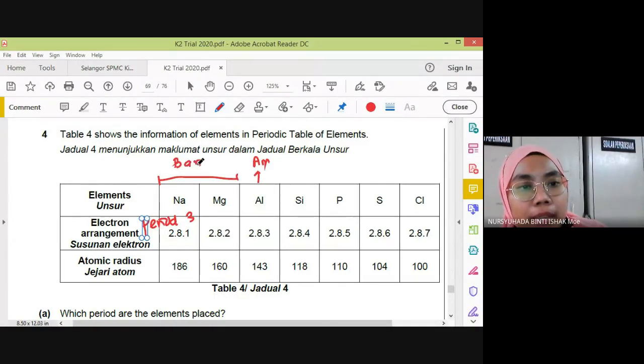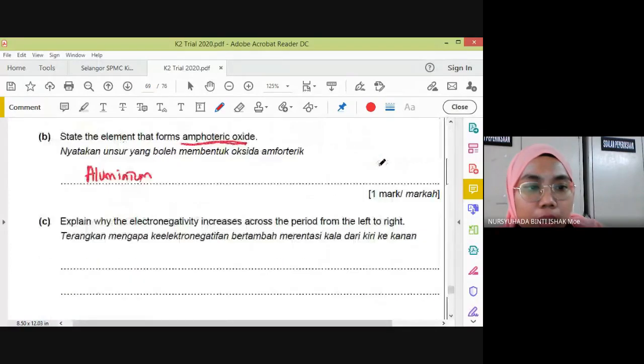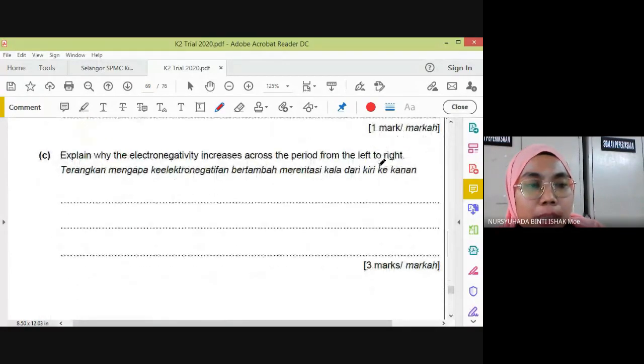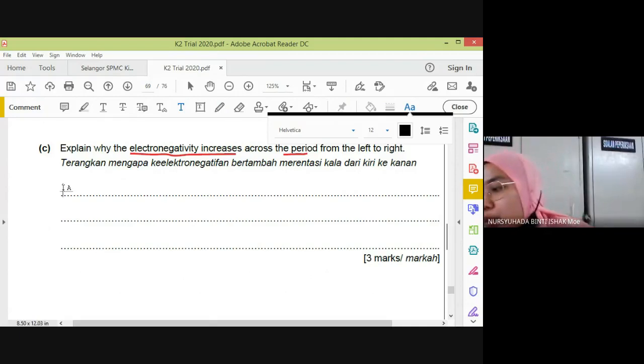Base oxide, while silicon and chlorine is acidic oxide. Okay, explain why the electronegativity increases across the period. Kenapa semakin ke kanan, dia semakin bertambah electronegativity? So, from left to right, pertama kamu cerita dari segi size.